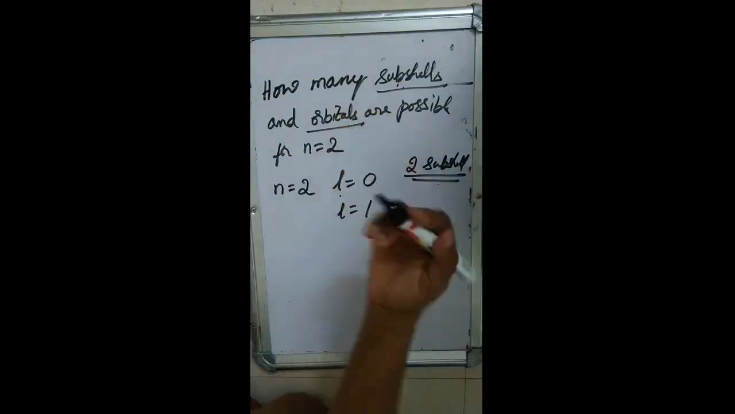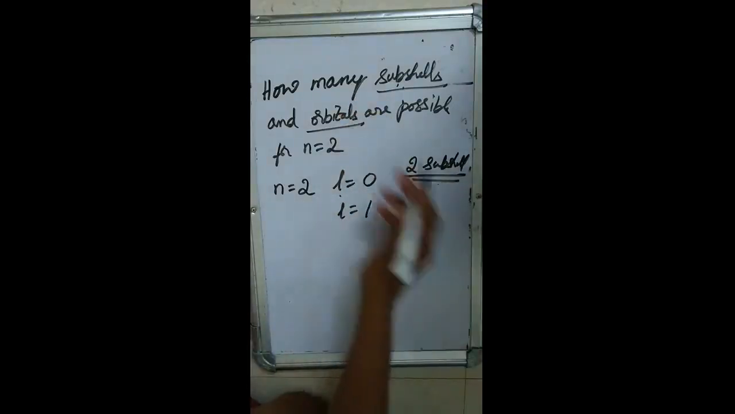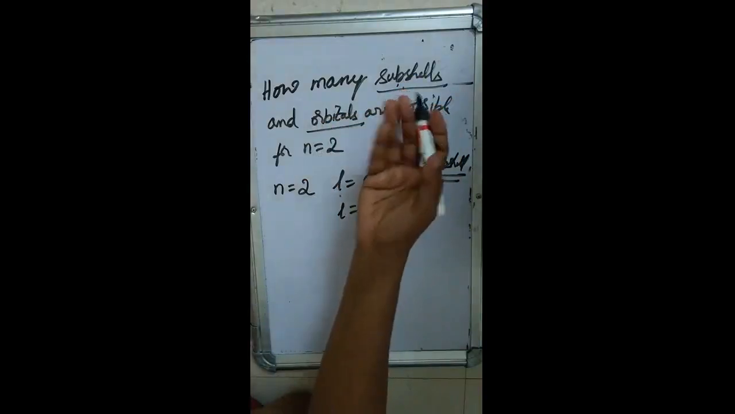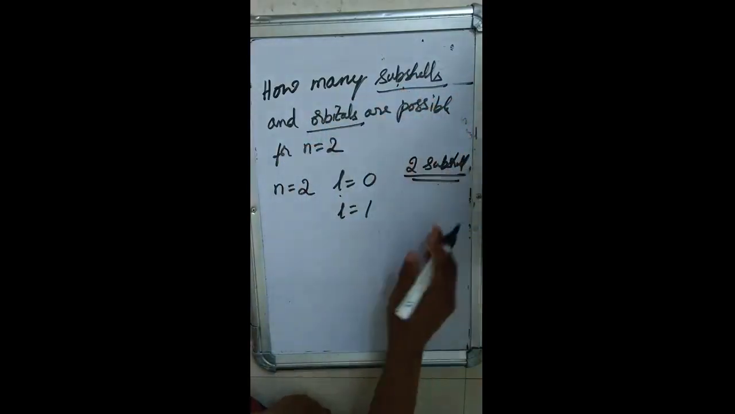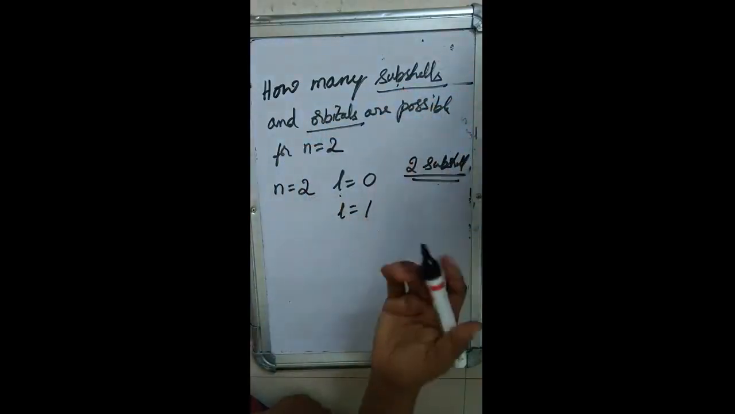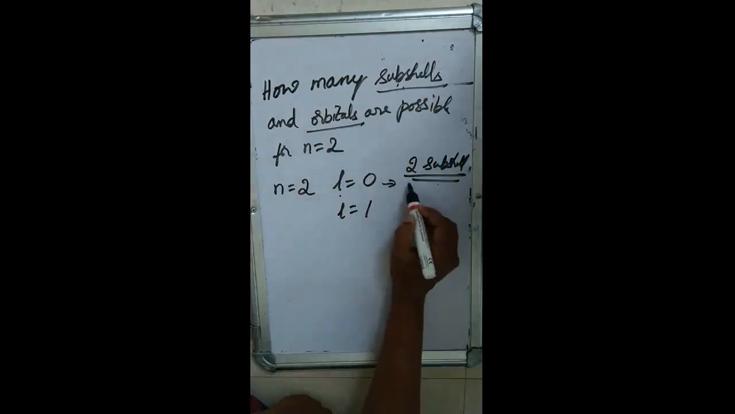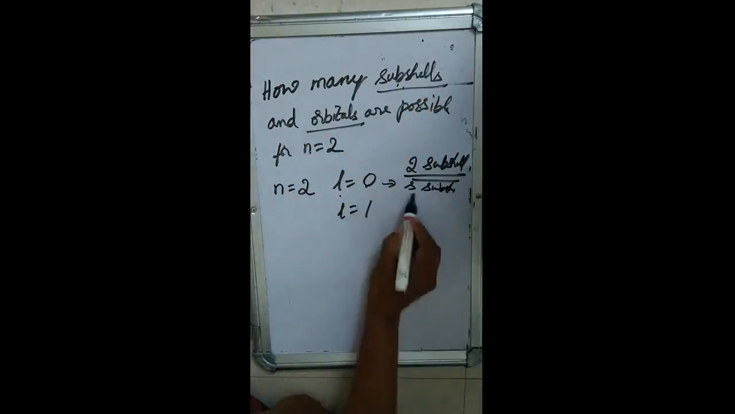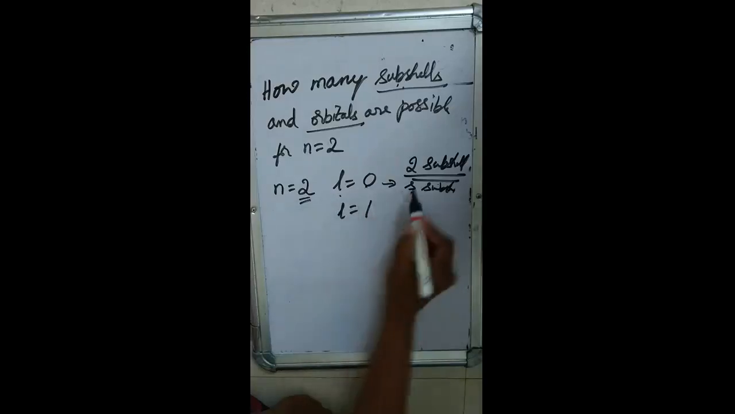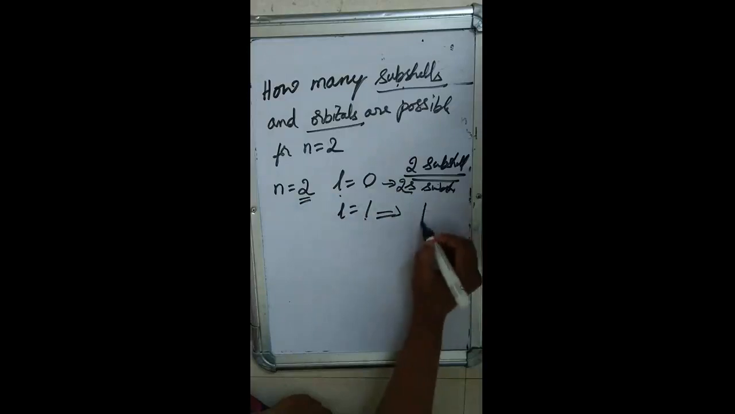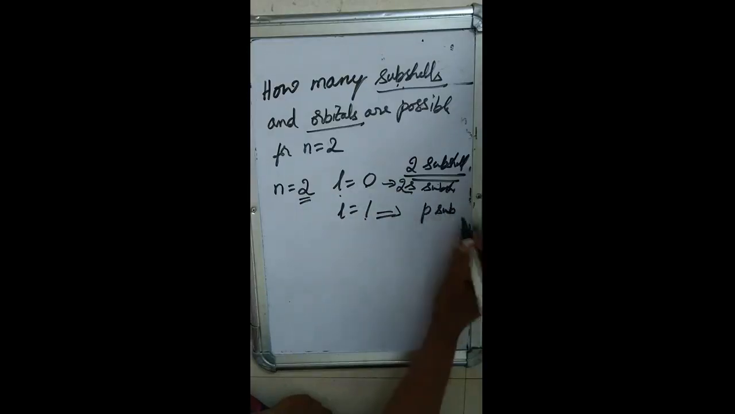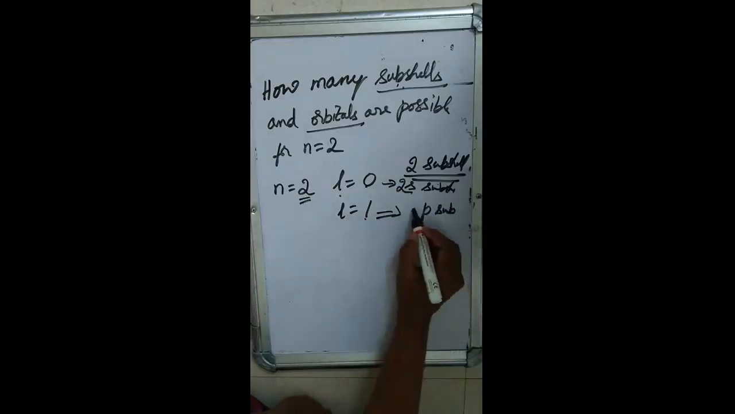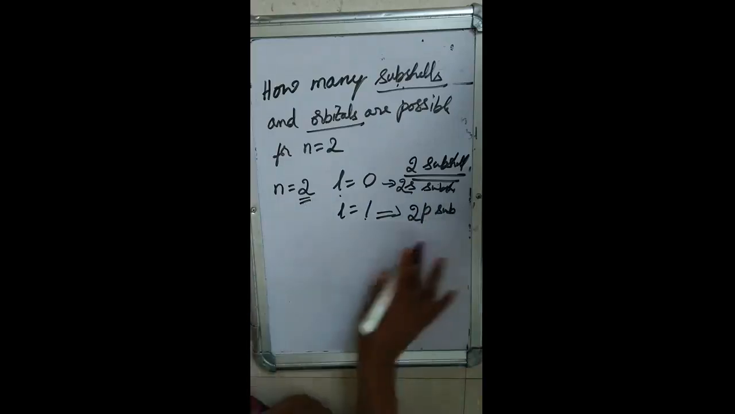Suppose the question is asked, name the subshells possible for n is equal to 2. So what are the names? L is equal to 0 means S subshell. Since n is equal to 2 is given, you have to write 2s. L is equal to 1 means P subshell. Since n is equal to 2 is given, you should write 2p subshell like this. I hope you understood this concept.